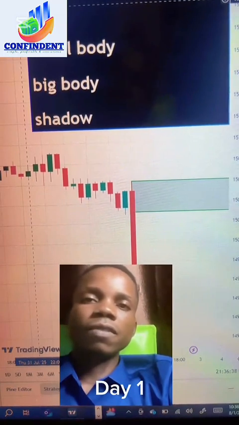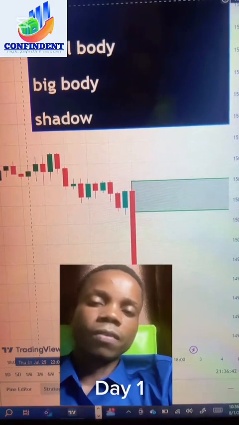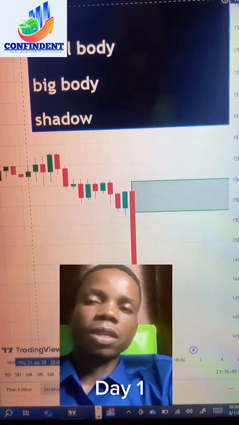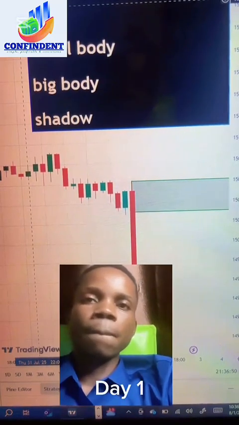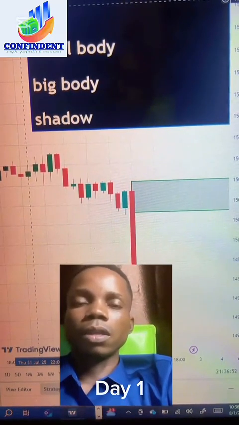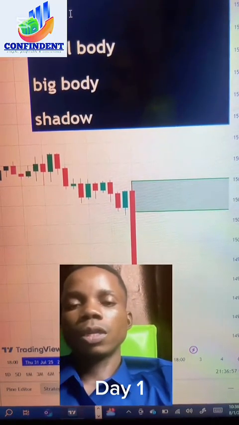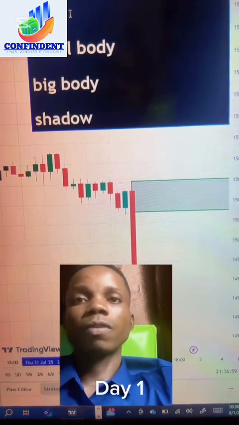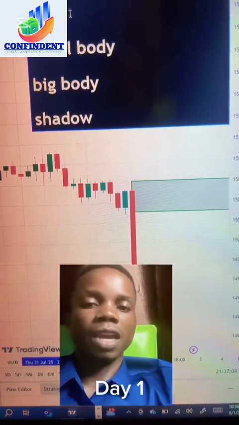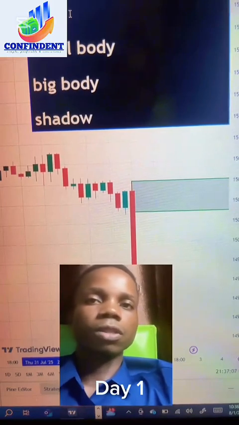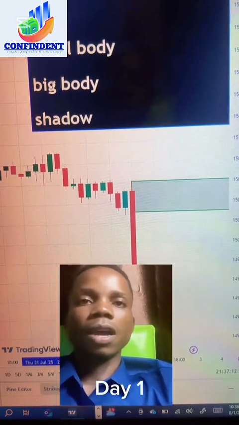Now, we have different types of Japanese candlestick. The number one type is the bullish Japanese candlestick, and we have the bearish Japanese candlestick. But another thing we have to talk about is the body. When we are talking about the anatomy, we are talking about the formation. How does it form? Before we can even talk about the types, bearish and bullish, how does it form?